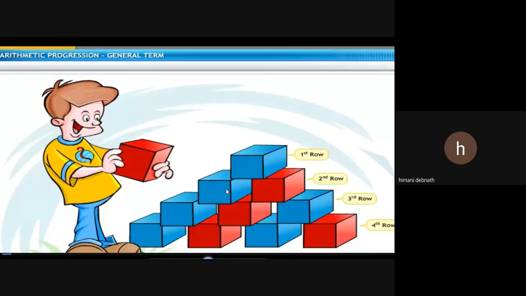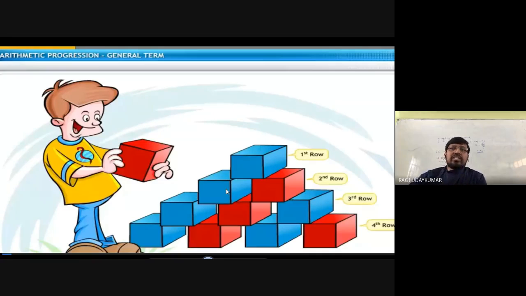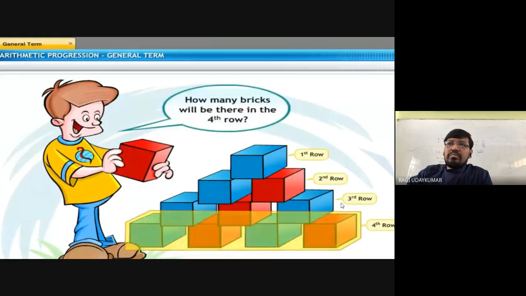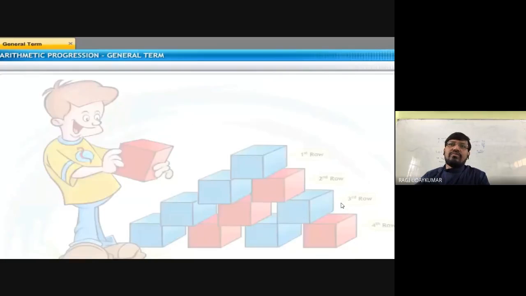Yes, sir. So, in arithmetic progression, we are going to learn the general term, and you'll come to know that so many situations in your life. One brick is placed in the first row. How many bricks are there in the fourth row?